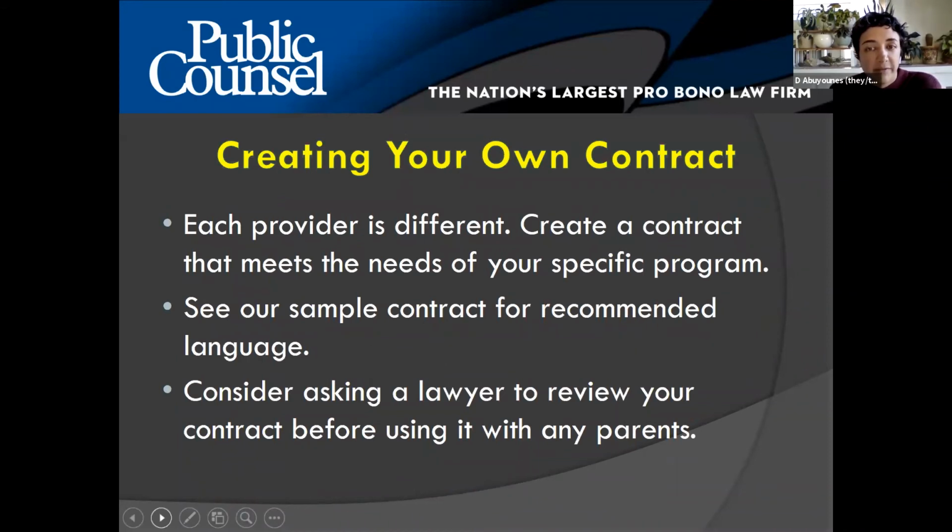Again, each provider is different. Each childcare program is different, and you want to make sure that the contract you create meets the needs of your specific program. Our sample contract is just a sample. It includes all the provisions that we talked about and some ways that you can organize your contract. It may not fit your program, so you want to make sure that you're reading through it, highlighting the parts that might not work for you and adjusting the language to work for your program. You might want to consider asking a lawyer to review your contract before using it with any parents.